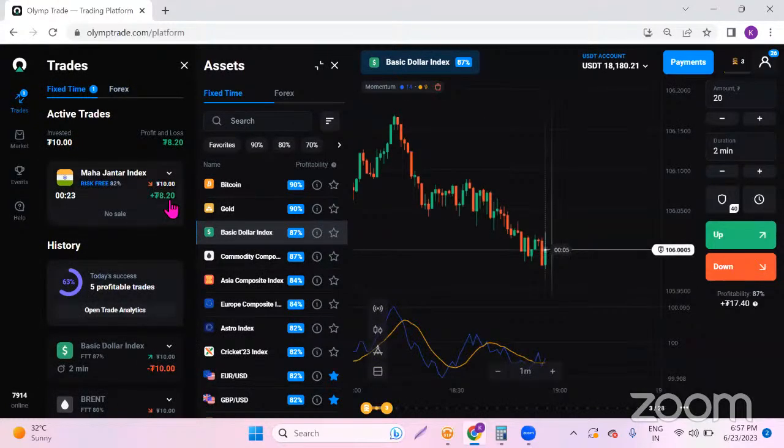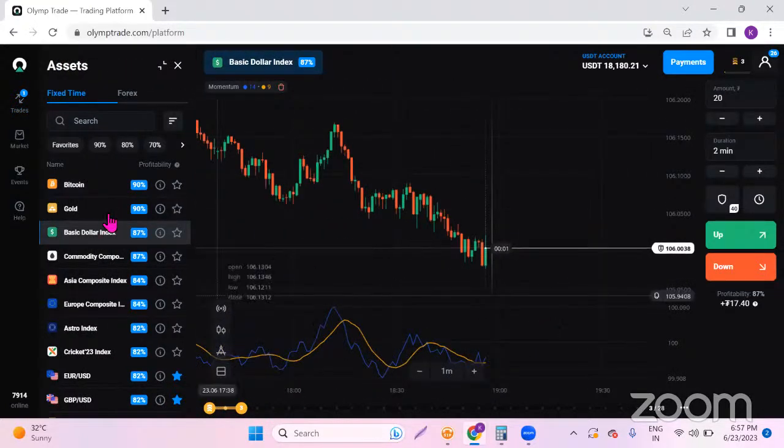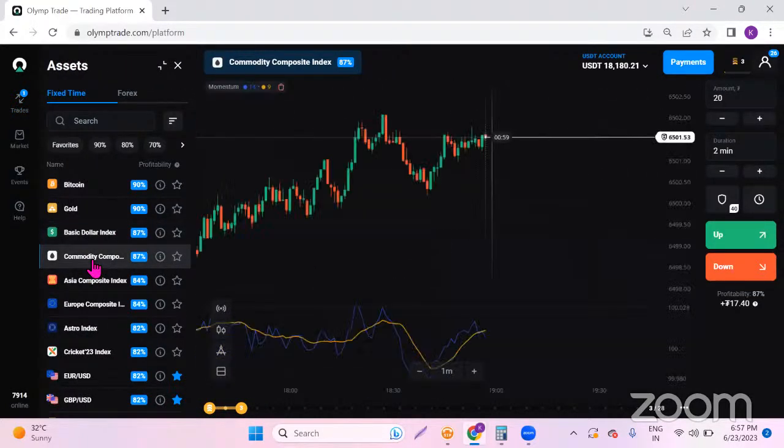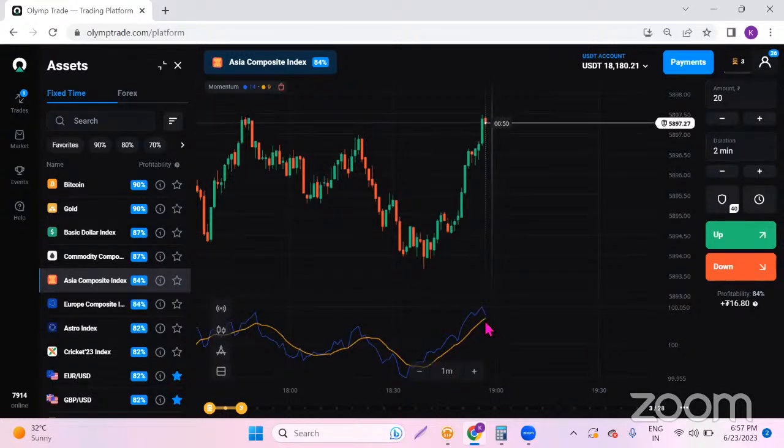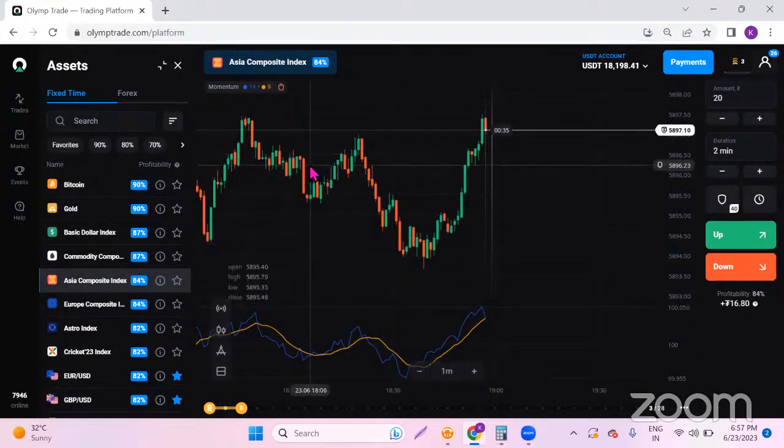So Mahajantar index has suddenly started being in our favor. Let's hope that it gets better and we win that trade. So then we will have just a little amount to recover, guys. Okay, so here is a signal. We are getting a signal over here where the yellow momentum line is about to intersect the blue line, and the blue line is showing a downward trend. So this can be a signal to open a downward trade, guys.